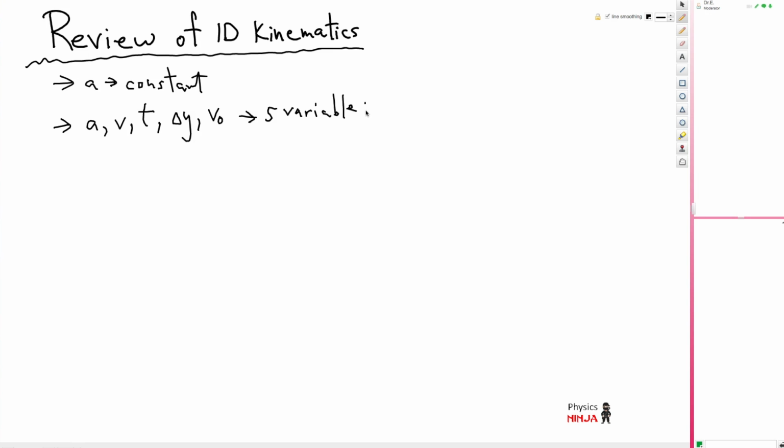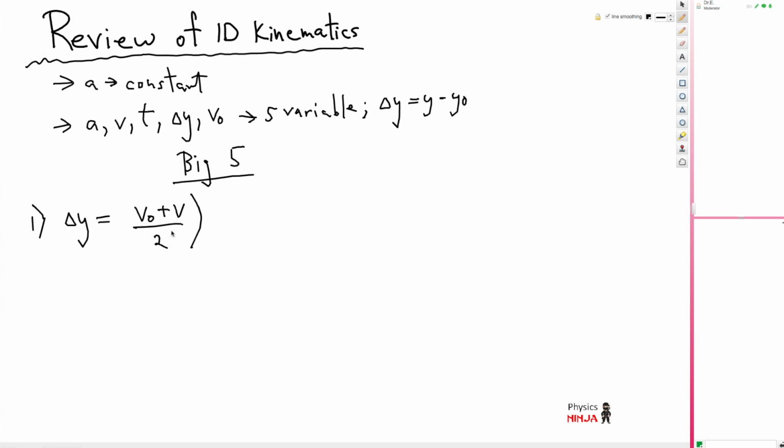Now when I write the displacement as a change in y, what I'm really talking about is the position minus some initial position. Okay. So I have 5 variables. I can actually write down 5 different equations for 1D kinematics that I can use to analyze the motion. The first one will simply say that the displacement is equal to the average velocity, which I can write as this, times the time.